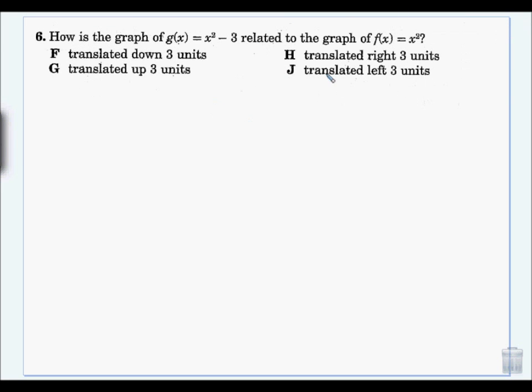All right. Okay, so how is the graph of x squared minus 3 related to x squared? You remember if we subtract 3 from the outside, you guys have that chart. This is how much we move up or down. And since it's negative, we're moving down.